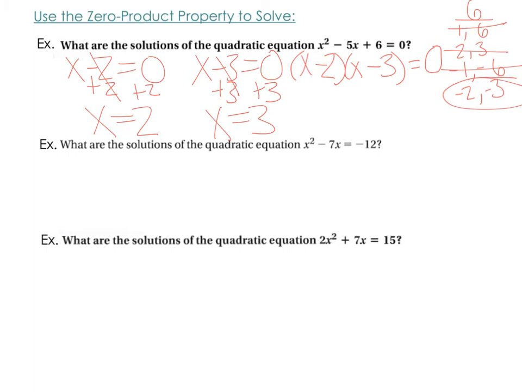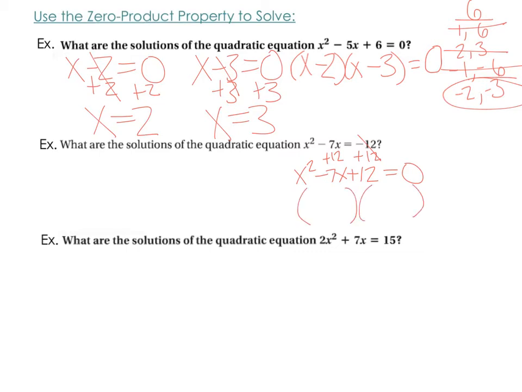For the next one, we have x squared minus 7x equals negative 12. In order for this to work, we have to make sure all of the numbers are on the same side of the equal sign. So we are actually going to add 12 to both sides. So we get x squared minus 7x plus 12 equals 0. All we had to do is just move that negative 12 over by adding it. And now I can go ahead and set up my two parentheses.